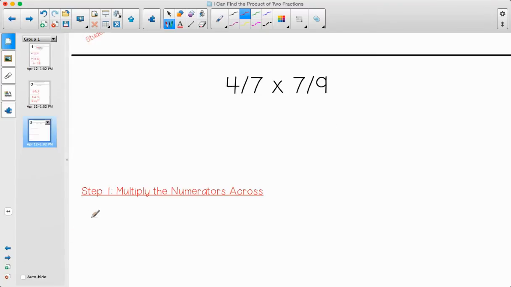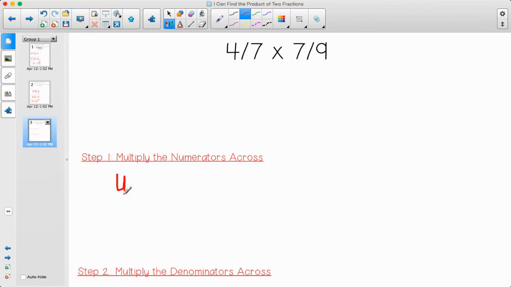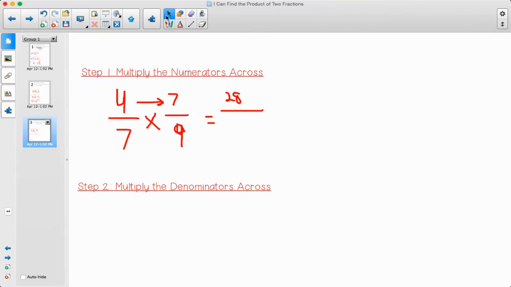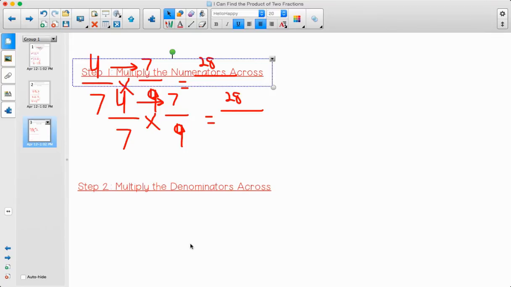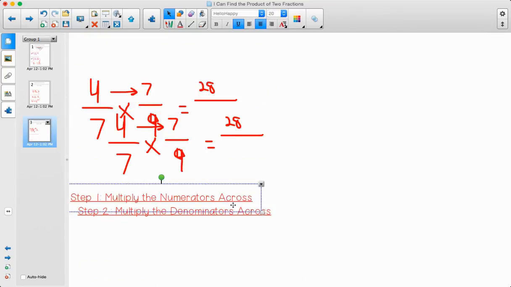Okay, hopefully you set your problem up like so. I have 4/7 times 7/9. Whoa, sorry. 4 times 7 is 28. I multiplied my numerators across to get that because that's my step 1. 4 times 7 is 28. Then I will copy this and move it down to step 2, which is multiplying my denominators across.